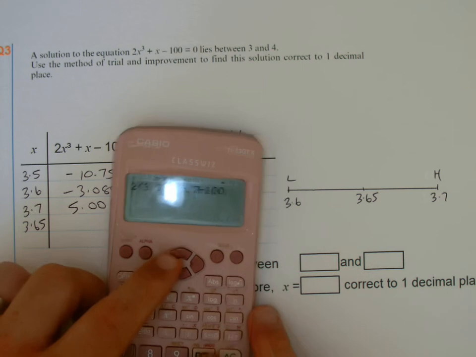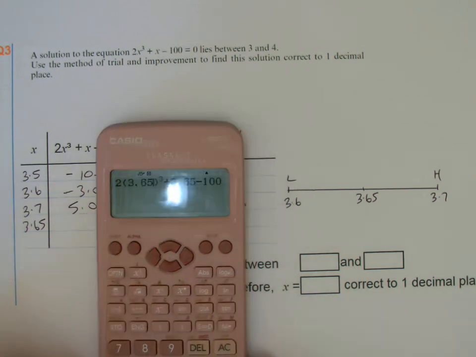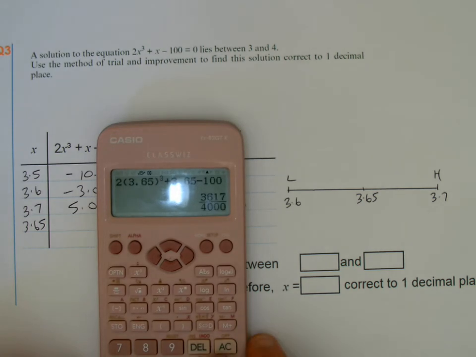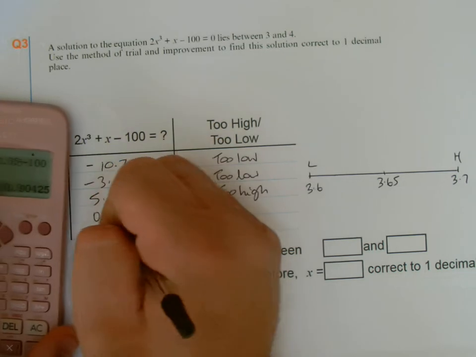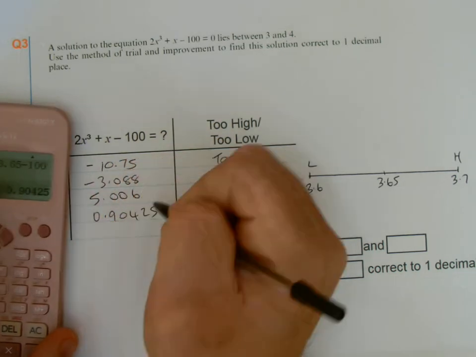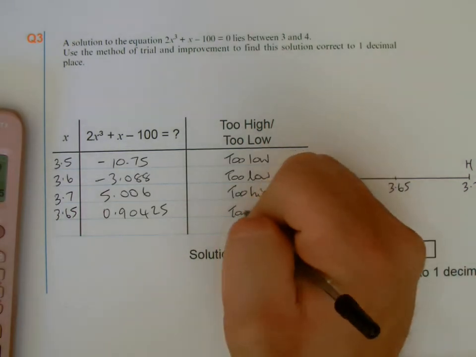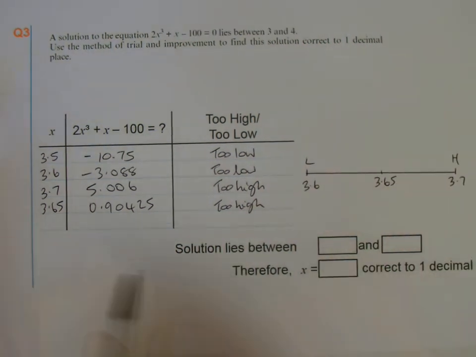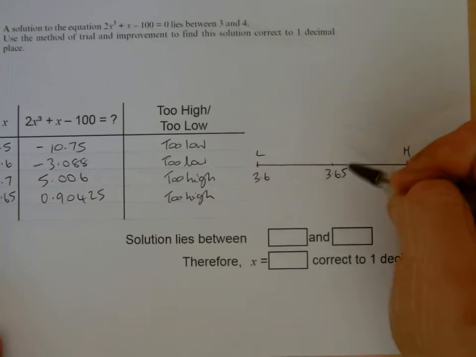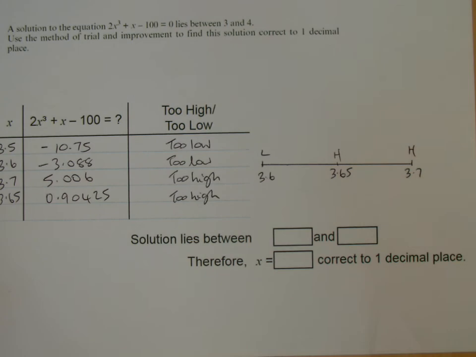Let's see what that is, right? So we go back. Okay, type that in, press equals, and if I press the SD button, I get a positive answer, don't I? Very close to 0, but it's not quite 0. 0.90425, and clearly that is just a little bit too high again. But you're done now, right? You don't need to input any more values, because we've shown that 3.65 is producing an answer which is too high.